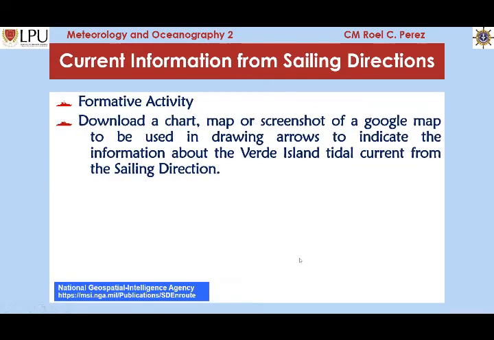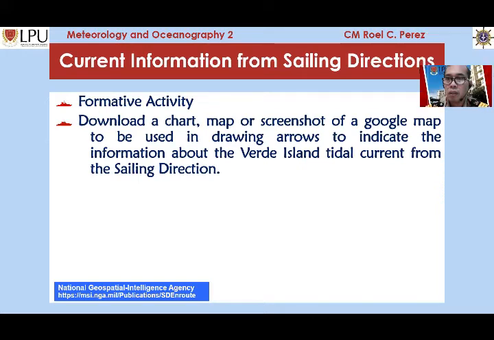So our activity is you need to download a chart or map or a screenshot of a Google map to be used in drawing arrows to indicate the information about the Verde Island tidal current from the sailing direction. I'll just need to explain the activity and then you will do it, and you can pass the activity in the LMS. I will make a submission area. But I need to explain how you will do it.